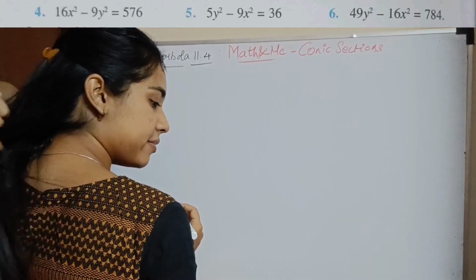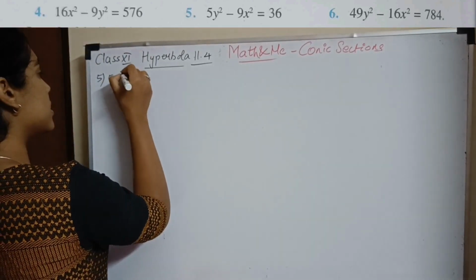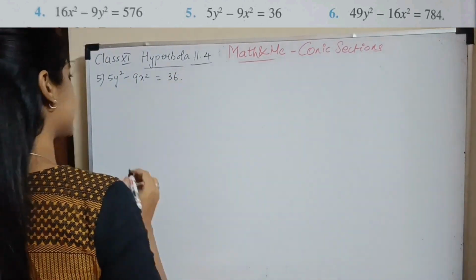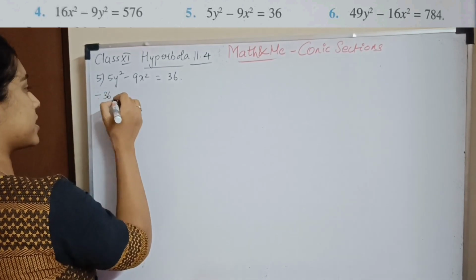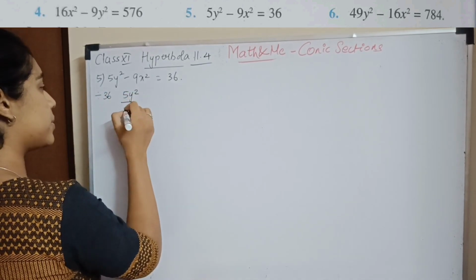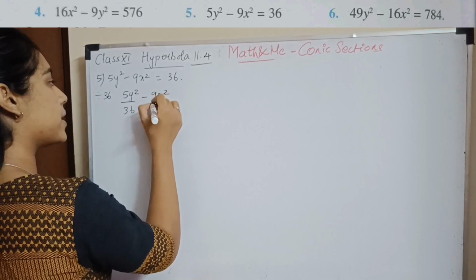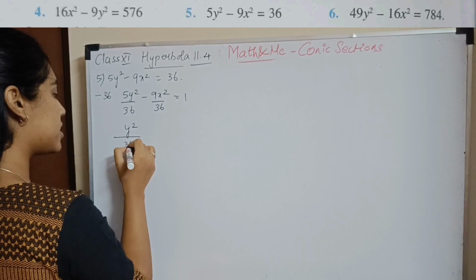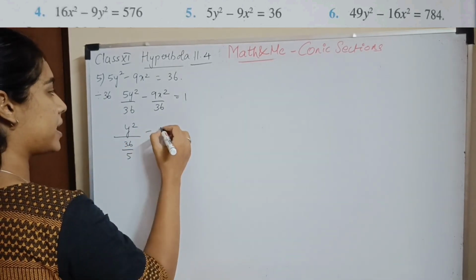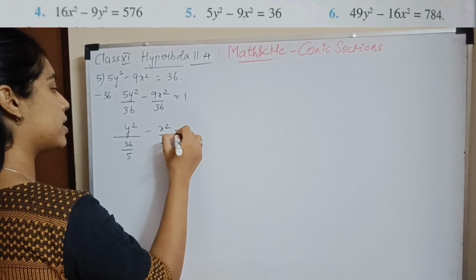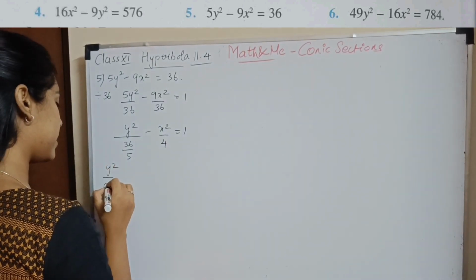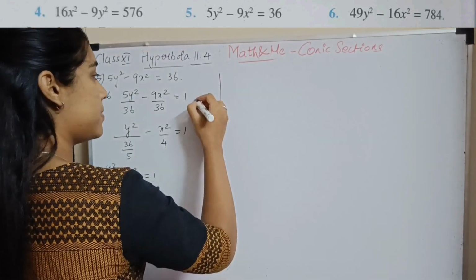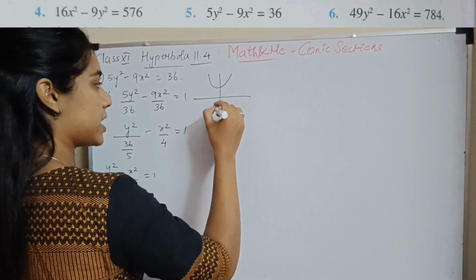Question number 5. 5y square minus 9x square equals 36. So when I divide the whole equation by 36, I'm left with 5y square divided by 36 minus 9x square divided by 36 equals 1. So this becomes y square divided by 36 divided by 5 minus x square divided by 4 equals 1. This is of the form y square divided by a square minus x square divided by b square equals 1. So your hyperbola is along the y-axis. So it looks like this.